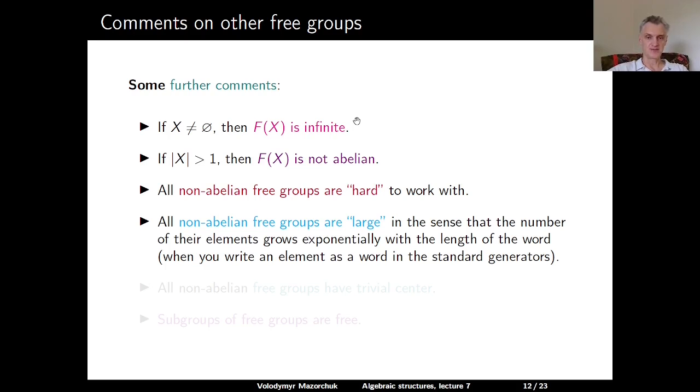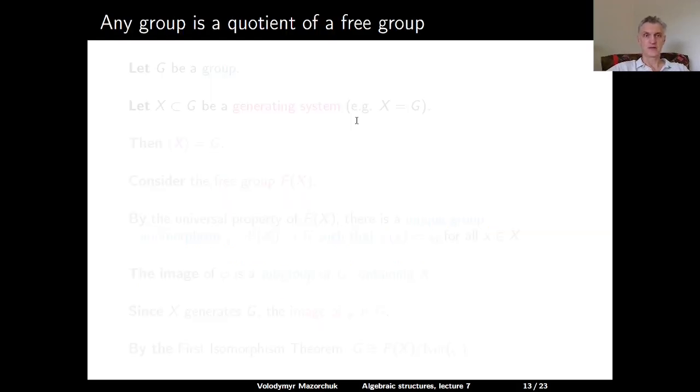They're quite large. All non-abelian free groups have trivial centers. That's a claim which requires proof, and it's a little bit non-trivial claim. And even more, subgroups of free groups are free. That's quite a hard statement, which also requires proof. We are not going to use it. So, why are free groups interesting?